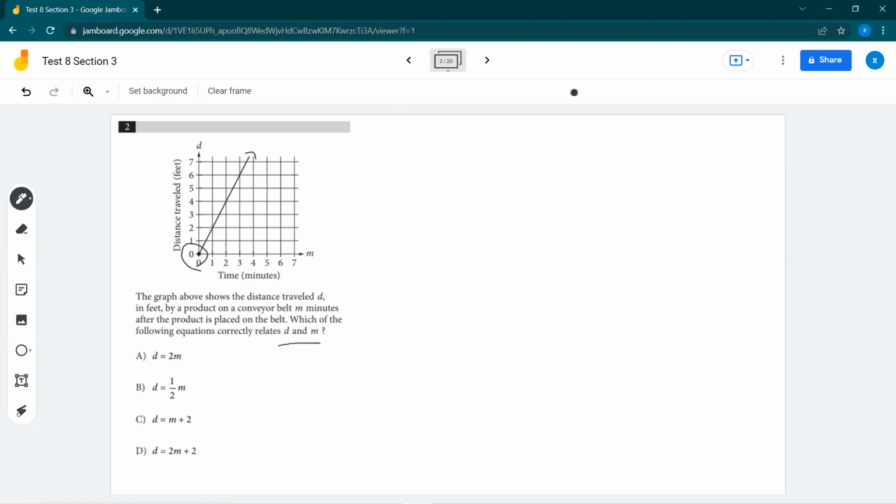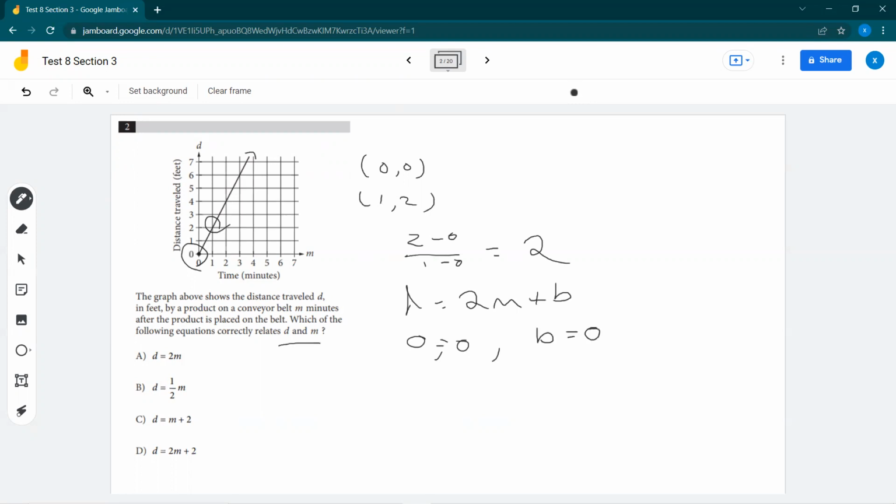So the first point I'll choose is 0, 0, and the second point I'll choose is 1, 2. I'm going to apply the slope formula, so 2 minus 0 over 1 minus 0, so my slope is equal to 2. Then I say d is equal to 2m plus b, just like when I find the equation of a line. Then I take my 0, 0 point again and plug that in, so 0 equals 0, because when I plug in 0, both go to 0, and therefore my b is equal to 0. So by doing that, I can see my final equation is d is equal to 2m.